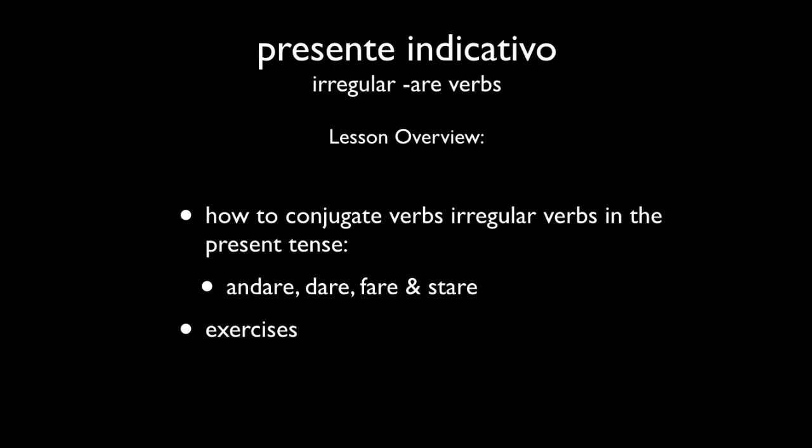Today I have a video for you on the presente indicativo, the indicative present tense of irregular ARE verbs. I'll be looking at how to conjugate the verbs andare, to go, dare, to give, fare, to do or make, and stare, to be or stay or remain. As always, there are exercises at the end of the videos, so stay on for those and reinforce what you've learned.